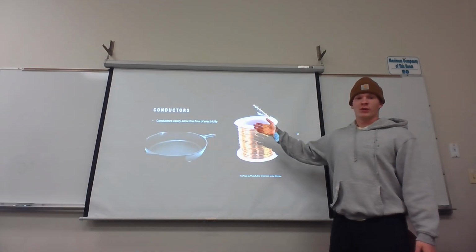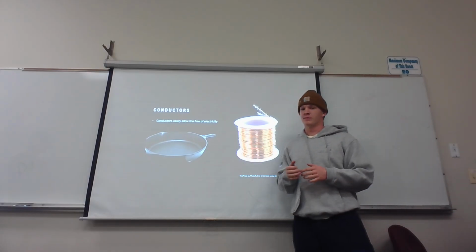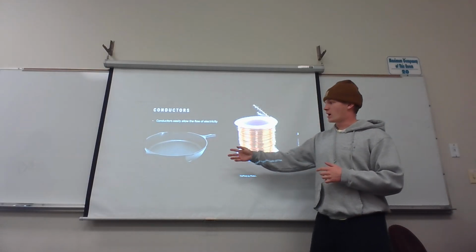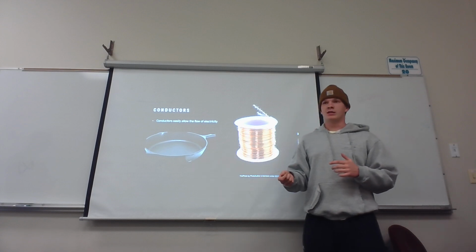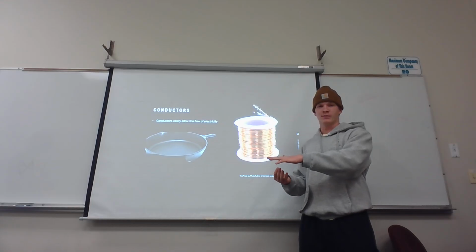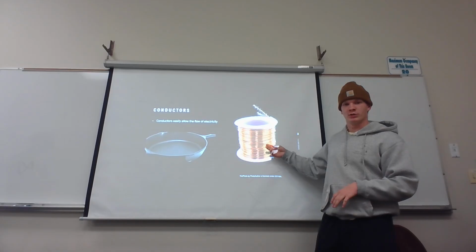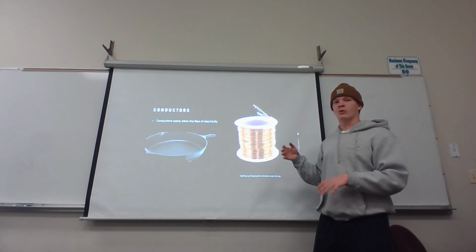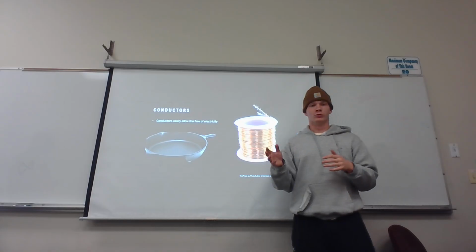So conductors are the opposite of an insulator. They're going to easily allow the flow of electricity. The first example I have here is a frying pan. When you heat a frying pan up, it's going to get very hot. When you put your food in it, it's going to transfer that heat into your food in order to cook it. That's the same thing that this wire is doing, but with electrons. It's going to be allowing the flow or the movement of electrons through that wire.